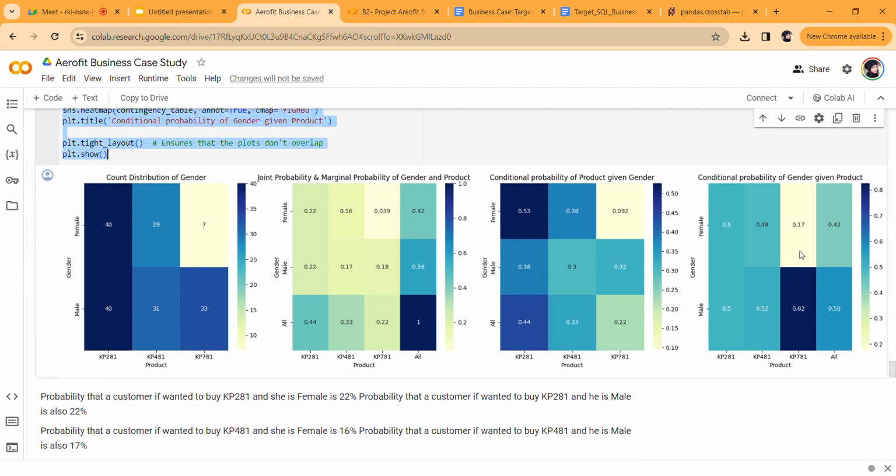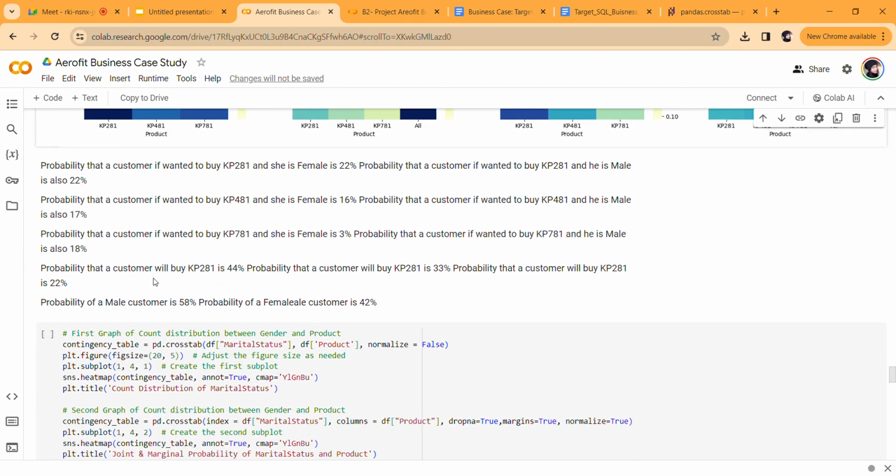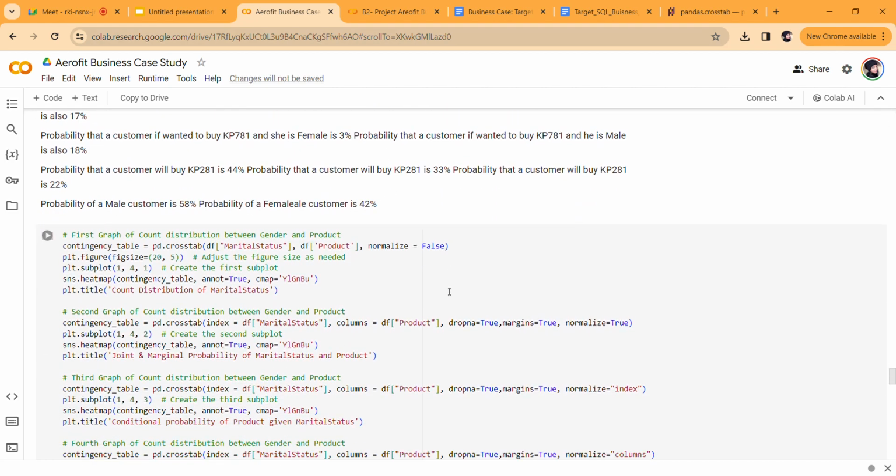And you can see that here also for KP781, male is very dark. So if a person is purchasing KP781, then there is an 82% probability that he's a male, and 0.17 probability that she's a female. These are the readings I have written here, and you can just go through this. I will share every single code with you.